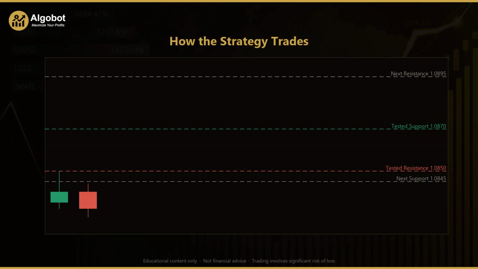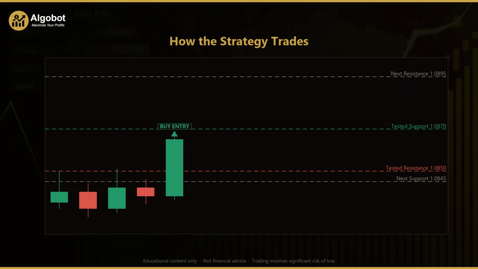Let's bring this to life on the chart and walk through both a long and a short example, candle by candle. Notice there is no indicator panel beneath the price. This strategy reads structure directly, so the dashed horizontal lines you see are the levels it has mapped from swing pivots. Look at the red line, the tested resistance at 1.0850. On the very first candle, price pushes up into it and is rejected, leaving a wick at the level. That is the first touch.